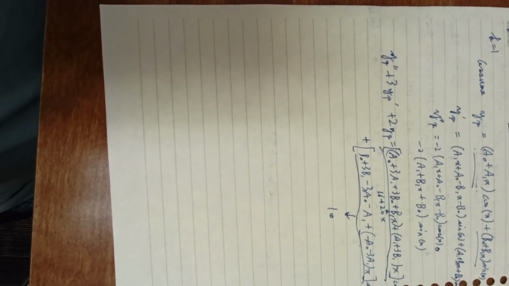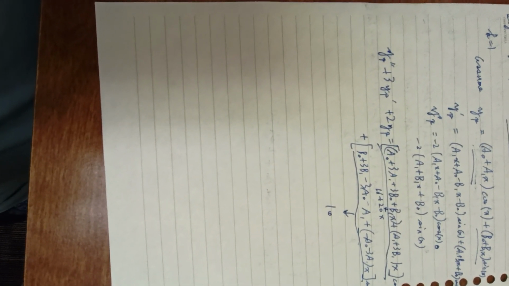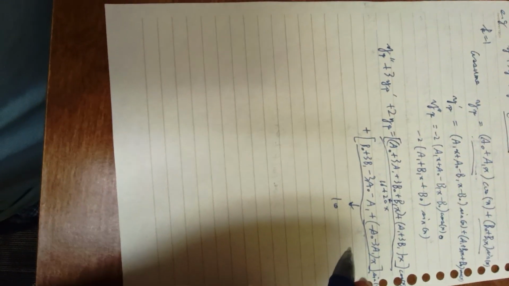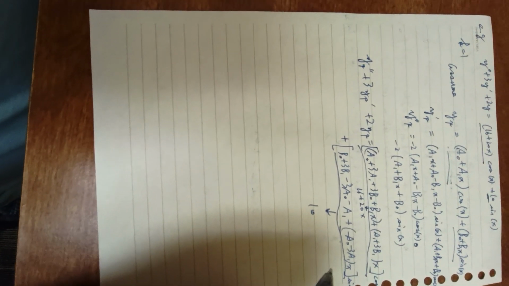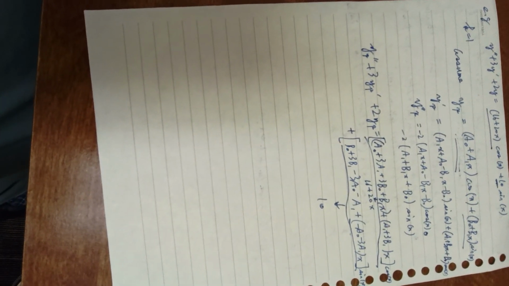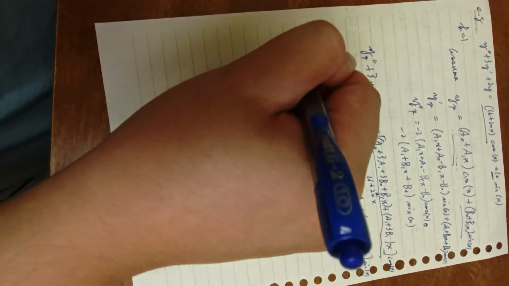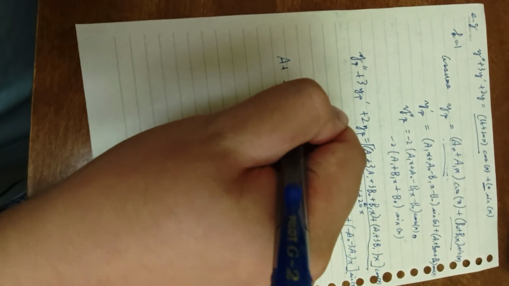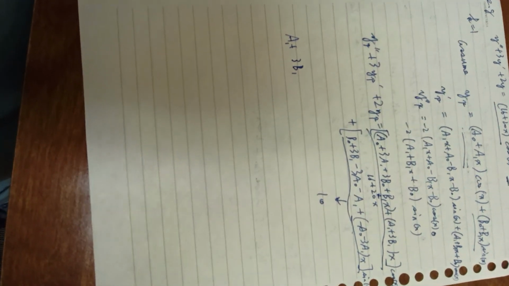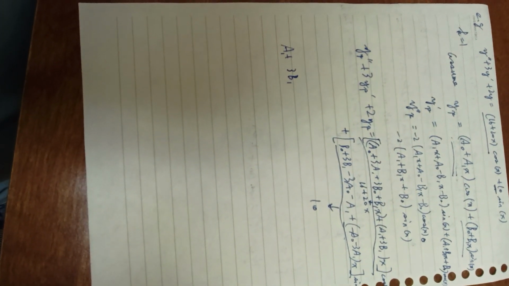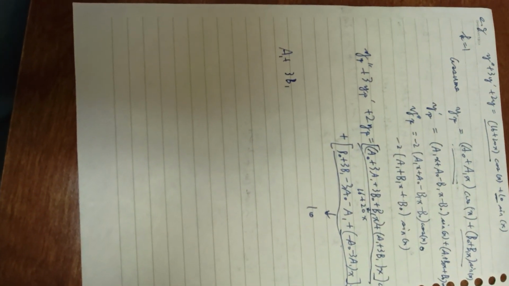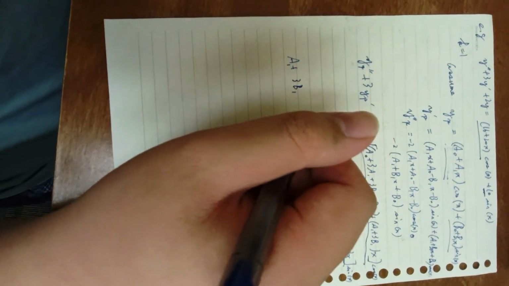And we know that this one equals 10. So what we can get is a1 plus 3b1. Wait, there's too much information here.